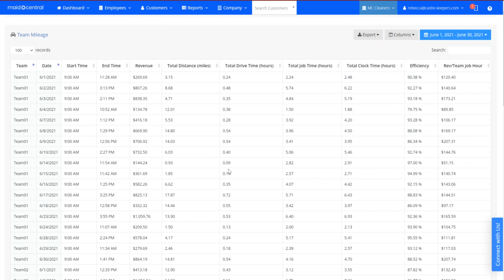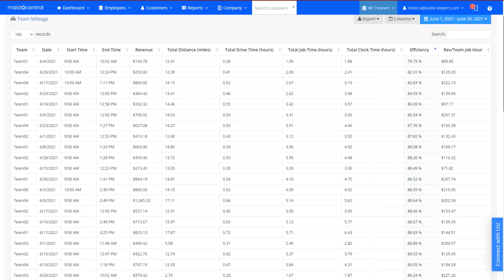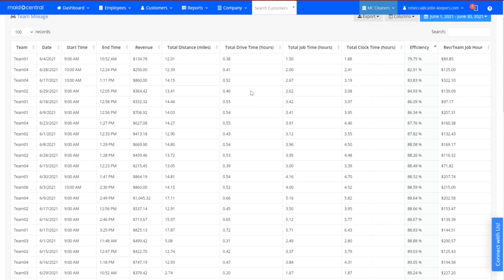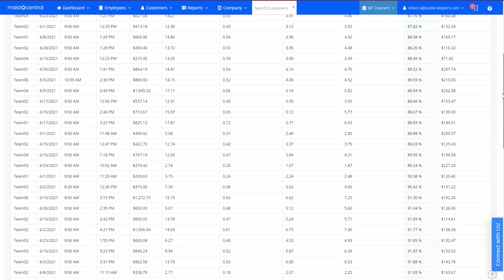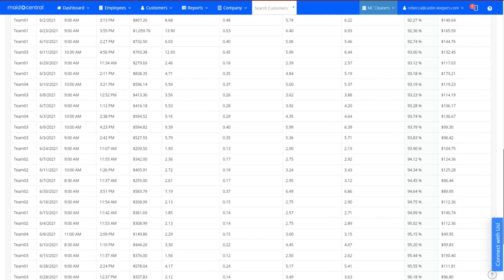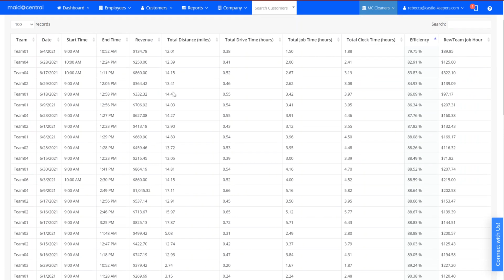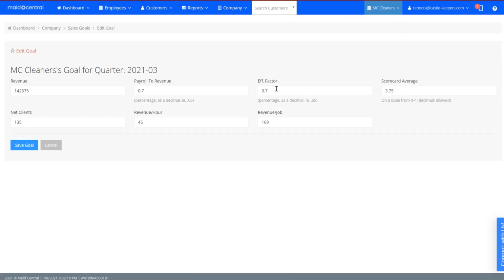Just taking a quick glance through this, you can see that our efficiency numbers are way above 70%. We are actually setting our team up for success almost every day. Their drive time is very minimal. You can see this drive time in miles, distance, and then time. Our efficiency scores range from 79 all the way up to 99.25. So I can actually edit that goal and make it much higher, because we're being way more efficient than we anticipated we could be, which is a great thing. It means we're doing very well at routing our teams for the day.